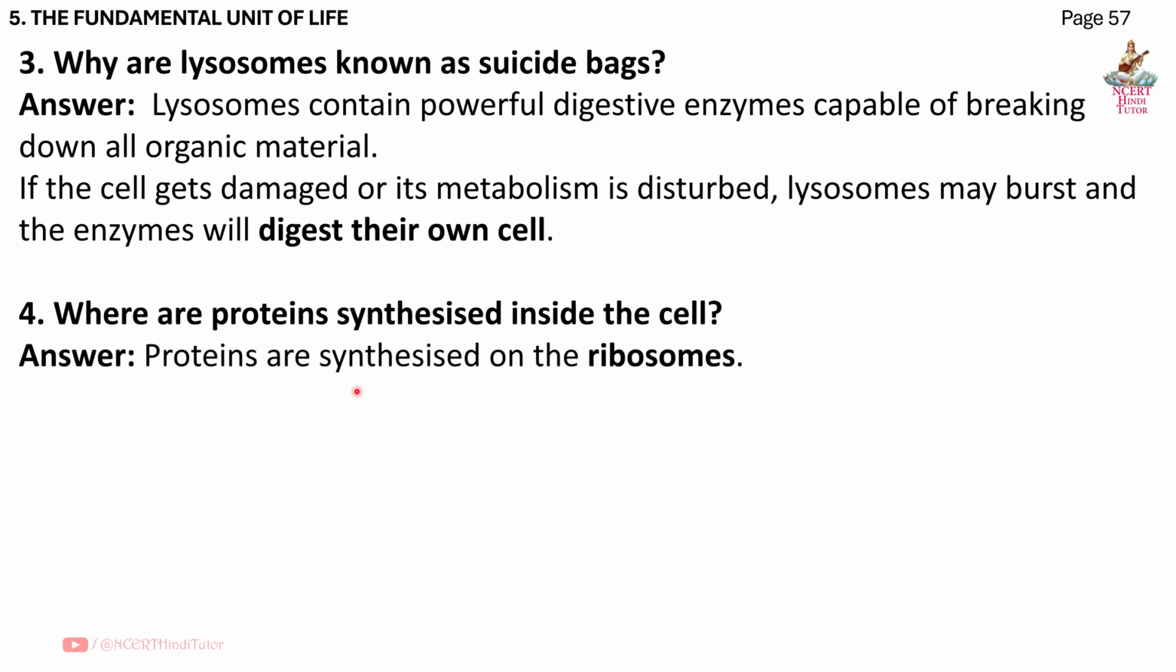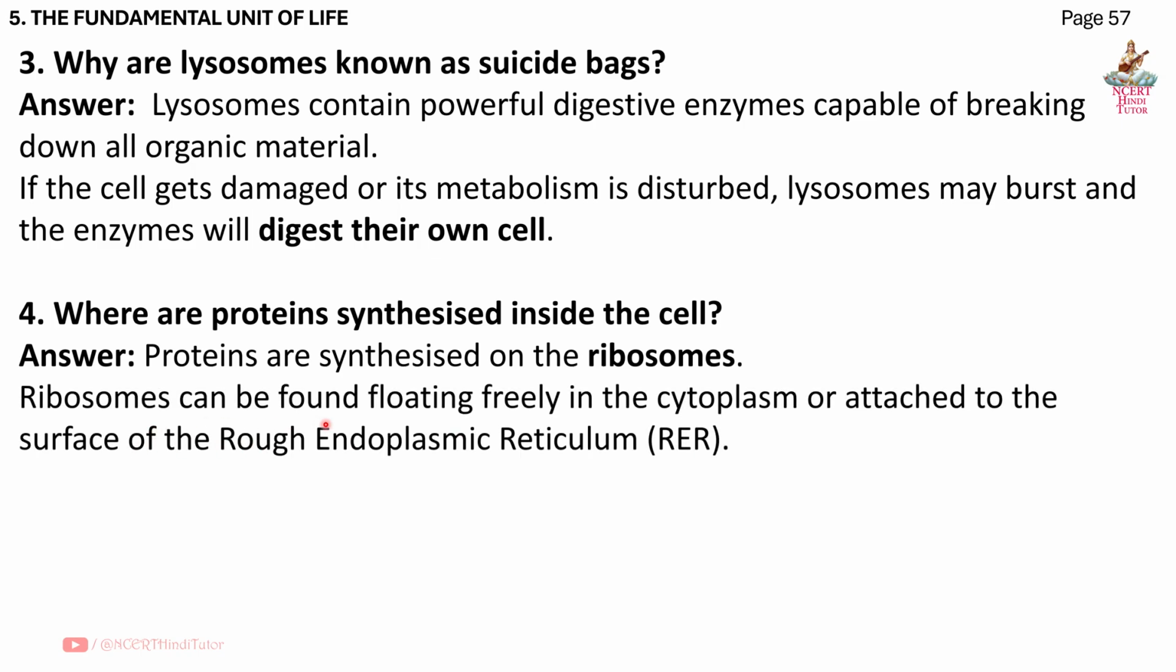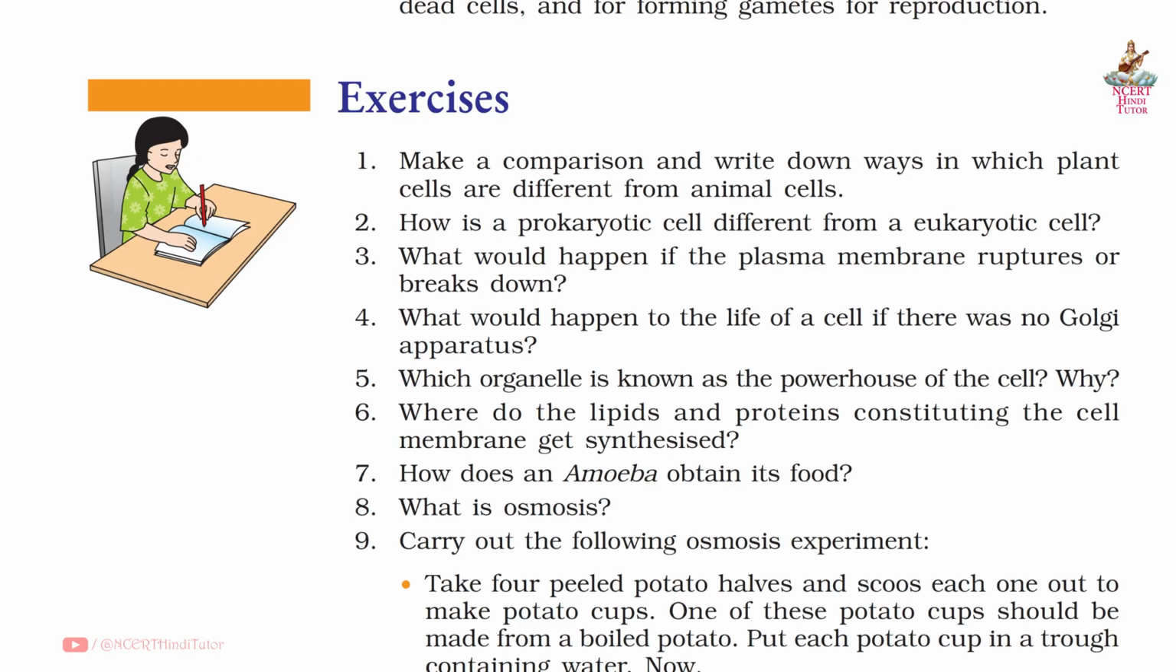Answer. Proteins are synthesized on the ribosomes. Ribosomes can be found floating freely in the cytoplasm or attached to the surface of the rough endoplasmic reticulum, RER. Exercises. Question 1. Make a comparison and write down ways in which plant cells are different from animal cells.